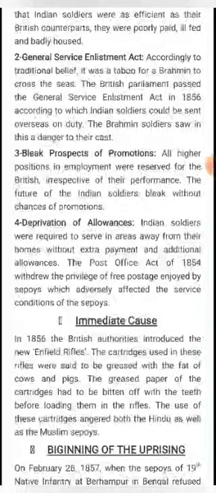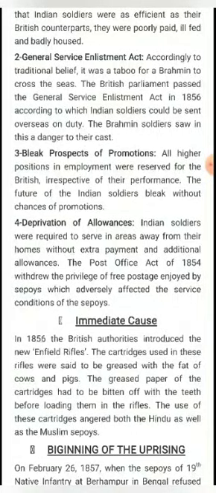The fifth cause, that is the immediate cause, became the turning point of this revolt. In 1856, the British authority introduced a new type of rifle known as the Enfield rifle. The cartridges used in these rifles were said to be greased with the fat of cows and pigs. The greased paper of the cartridge had to be bitten off with the teeth before loading them in the rifle. The use of these cartridges angered both the Hindu as well as the Muslim sepoys.